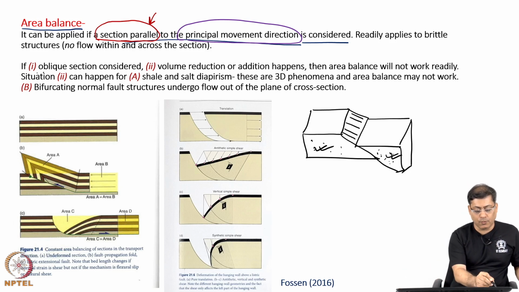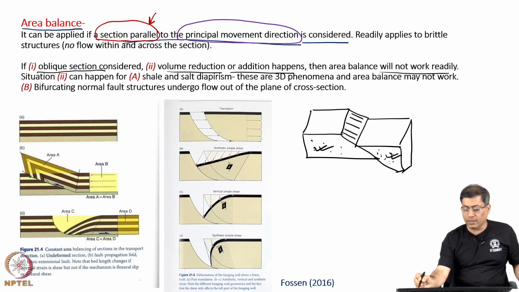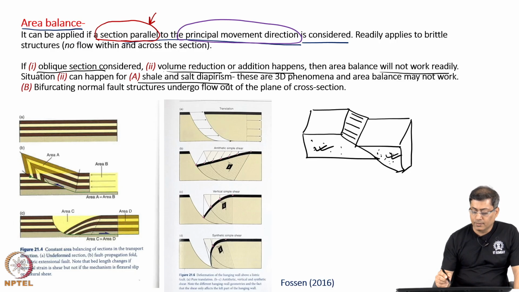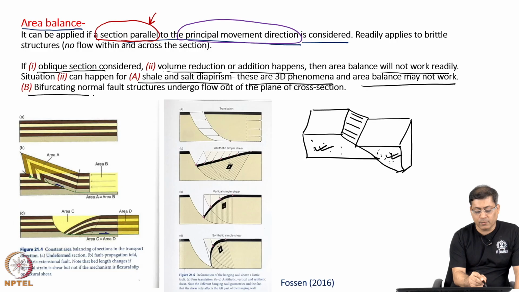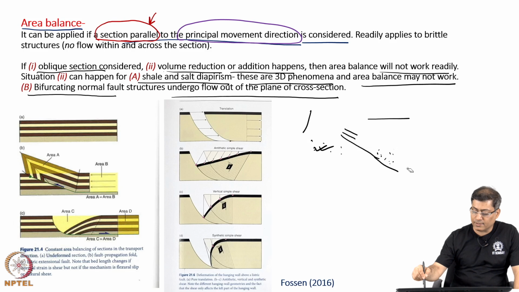If we choose an oblique section, what happens? Volume reduction or volume addition can happen and the area balance will not work readily. Now, this situation can happen in case of shale and salt diapirism. These are the 3-dimensional phenomena and the area balance may not work. Area balance may not work in case of bifurcating normal fault structures that undergo flow out of the plane of cross section. Let us make simple sketches and understand.